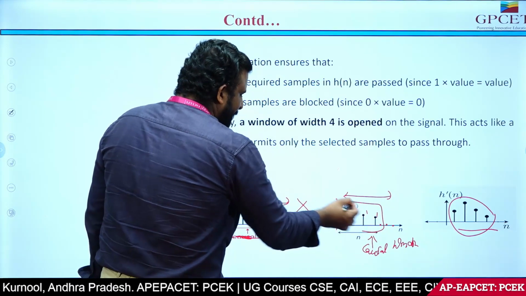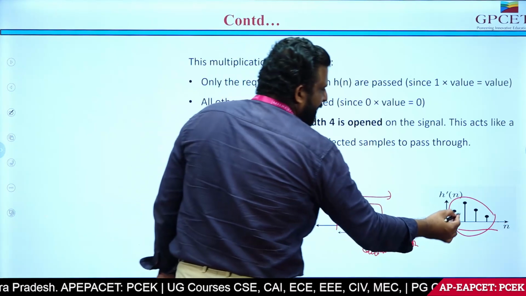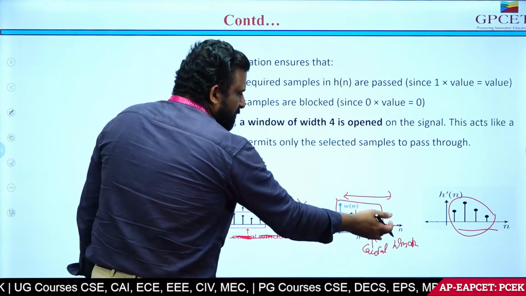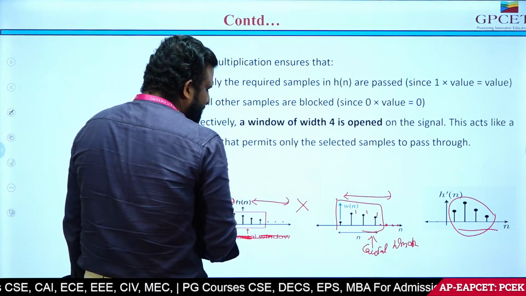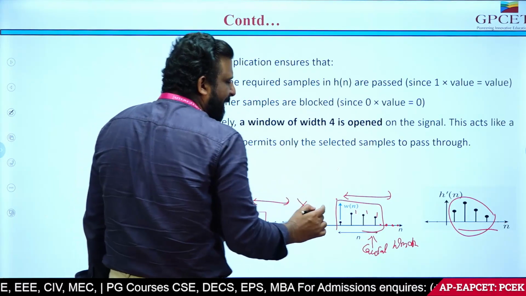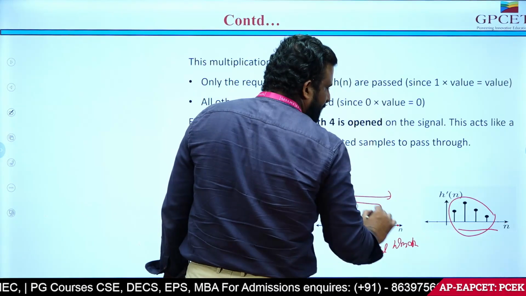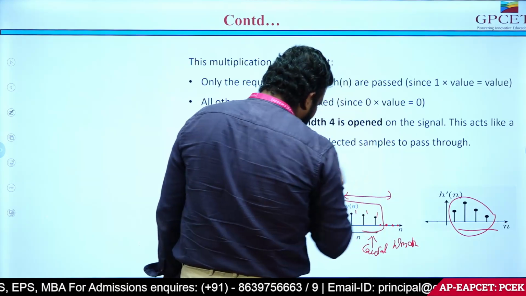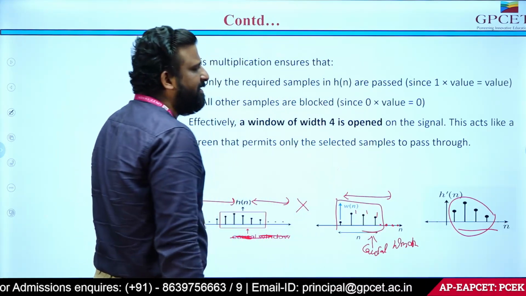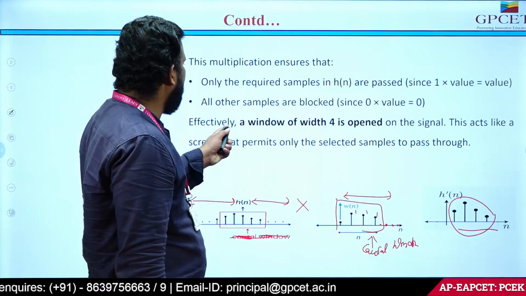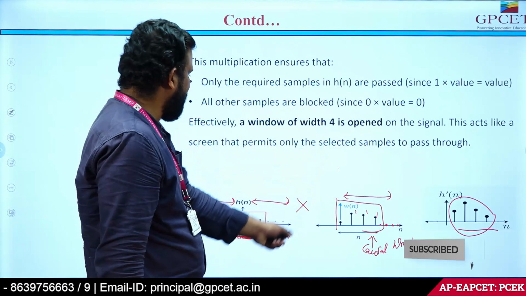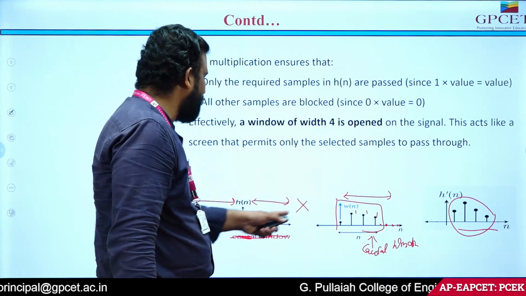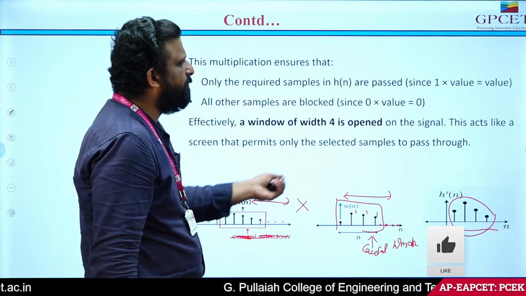So when 1 is multiplied with this h of n value, I am going to get those values, h dash of n, and the remaining values are only 0. So 0 into any sequence h of n will become 0. So what am I going to obtain? If I pass this through the window, only the values where the window is equal to 1 will be multiplied with h of n, and those values will be present in h dash of n. So effectively, all other samples are blocked. Why? Because the window is equal to 0 for all other samples. That 0 will be multiplied with h of n, and those values will also become 0.